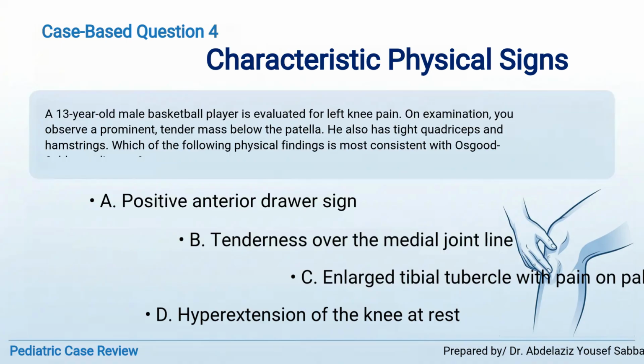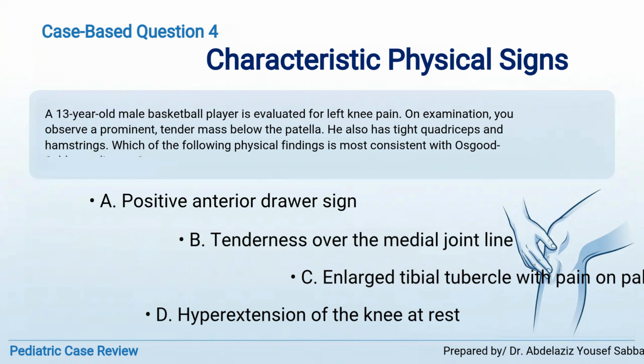Case 4. Characteristic physical signs. A 13-year-old male basketball player is evaluated for left knee pain. On examination, you observe a prominent, tender mass below the patella. He also has tight quadriceps and hamstrings. Which of the following physical findings is most consistent with Osgood-Schlatter disease?